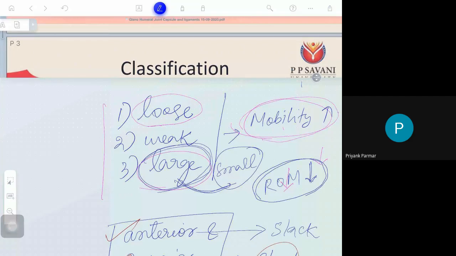Clear? You know that the range of motion is 180 degrees, through flexion and abduction. So what is the reason? Because the capsule is large. It allows the full and maximum range of motion. Clear?